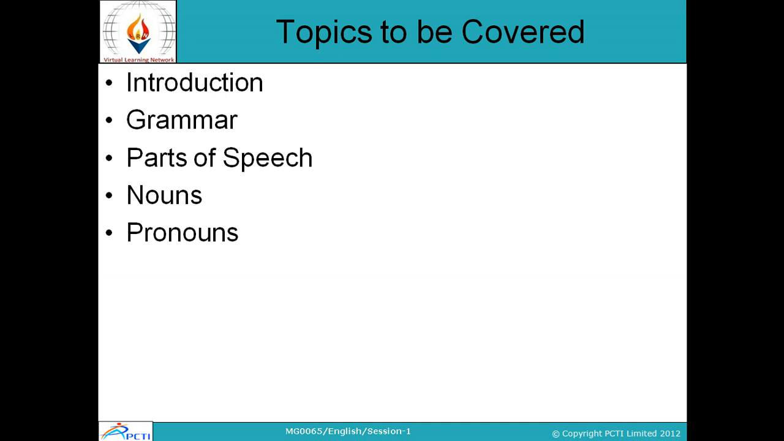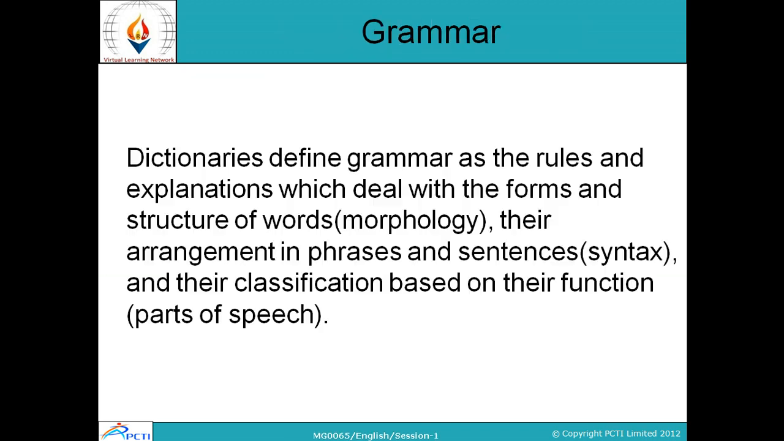तो हम इस सेशन की शुरुआत करते हैं by understanding what is grammar. ग्रामर क्या होती है? Now dictionaries ने ग्रामर को डिफाइन किया है कि ग्रामर एक रूल होता है जो एक्सप्लेन करता है और जो डील करता है एक्सप्लेनेशन से. That is, dictionaries define grammar as the rules and explanations which deal with the forms and structure of words, स्ट्रक्चर ऑफ वर्ड्स को मॉर्फोलॉजी भी बोला जाता है, and their arrangement in phrases and sentences. और अगर उनका अरेंजमेंट की बात करें तो उसको हम सिंटेक्स बोलते हैं. And their classification based on their function, that is parts of speech.